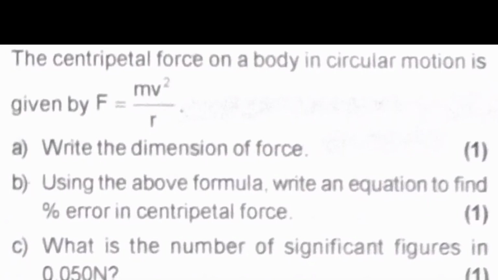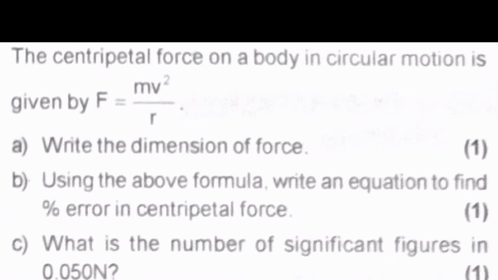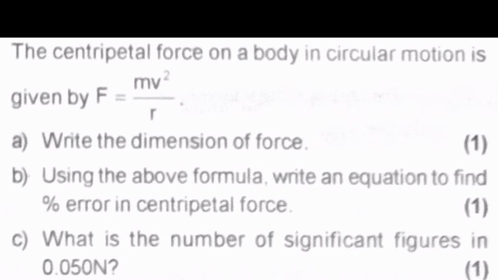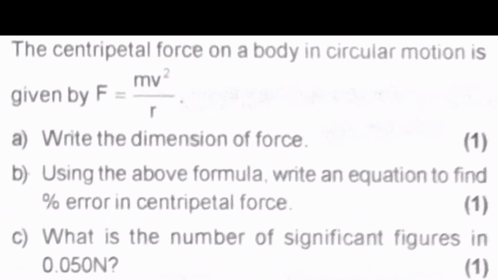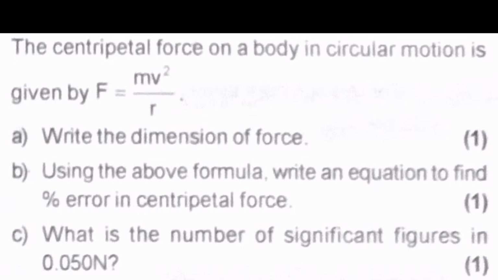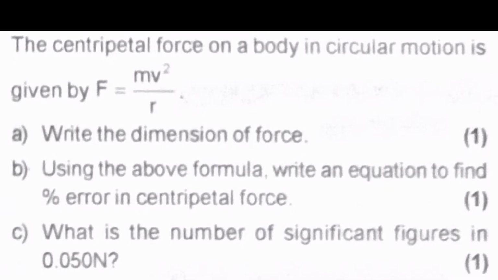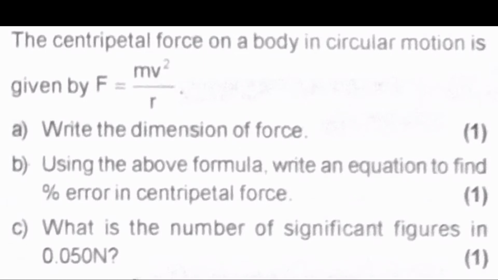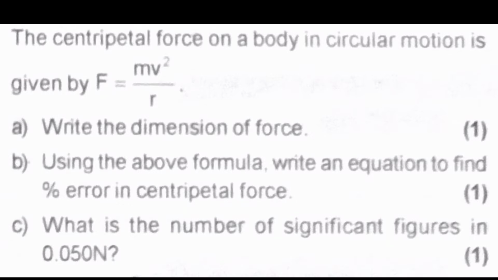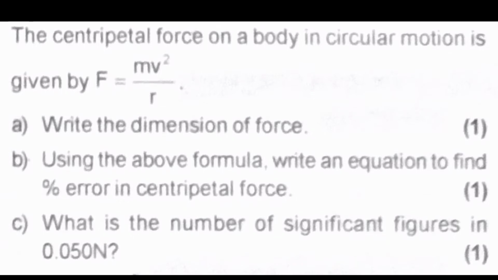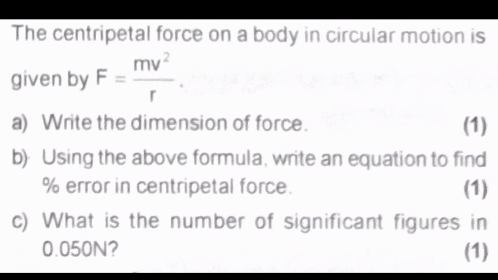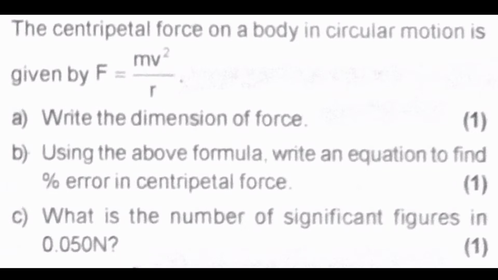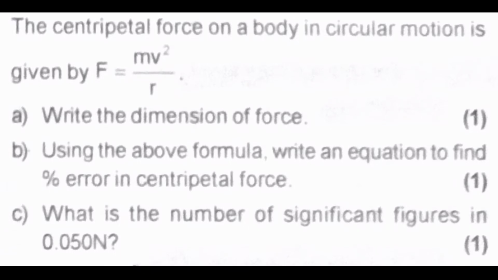The question is asked in the year March 2014. This is a 3-mark question and there are 3 questions in this. The first question is, the centripetal force on a body in a circular motion is given by F is equal to mv square by r. Write the dimension of force. The second question is, using the above formula, write an equation to find percentage error in centripetal force. The third question, what is the number of significant figures in 0.050 Newton? So all these questions carry 1 mark.